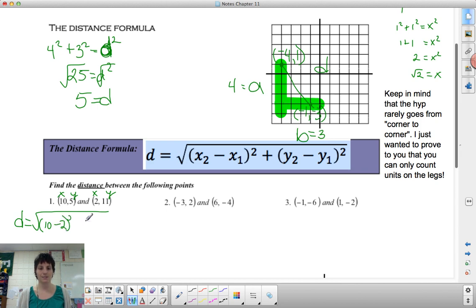plus take your y values and subtract. 5 minus 11 and square it. So that my distance is equal to the square root of 10 minus 2 is an 8. So we take 8 squared plus 5 minus 11, that's negative 6, and square it.